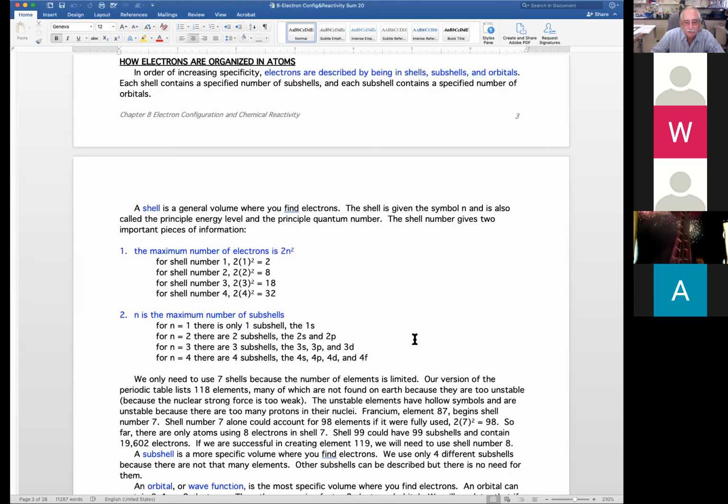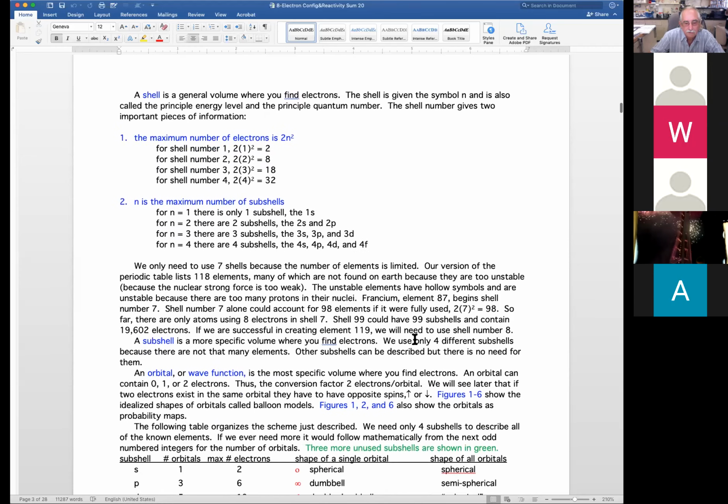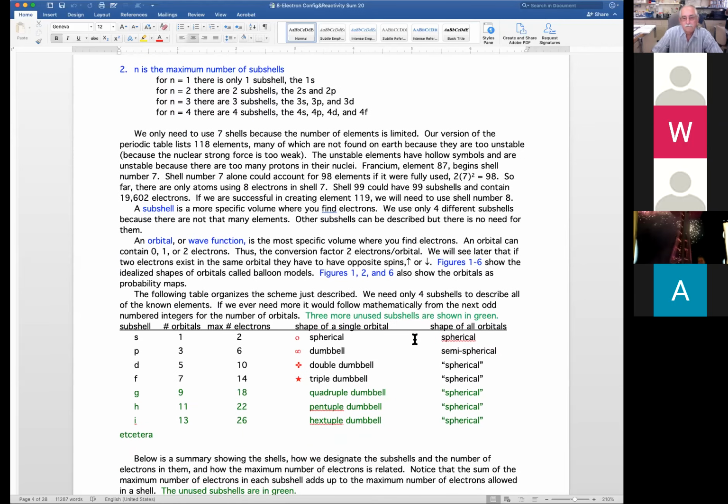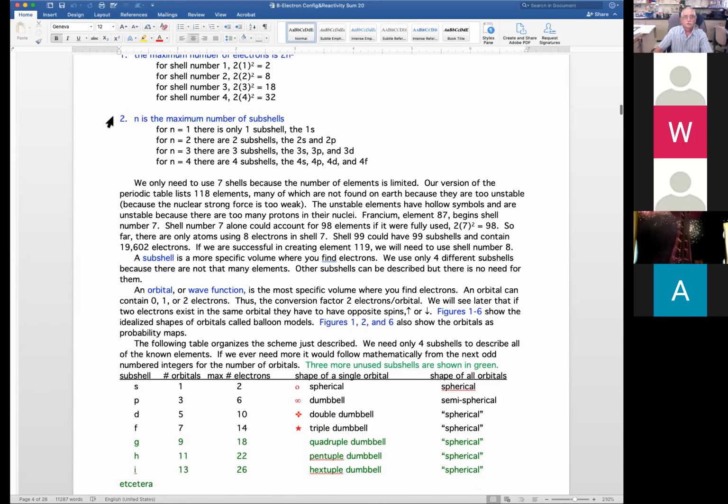So when comparing shells and subshells, is that referring to the total number of shells? Well, if you look at what this number two does here, n tells you the maximum number of subshells. So if n is equal to 1, there's only one subshell. If n is equal to 2, then it can be categorized in two different subshells, the 2s and the 2p.